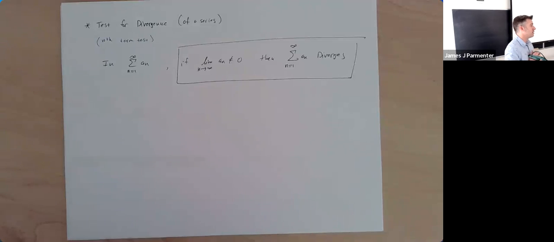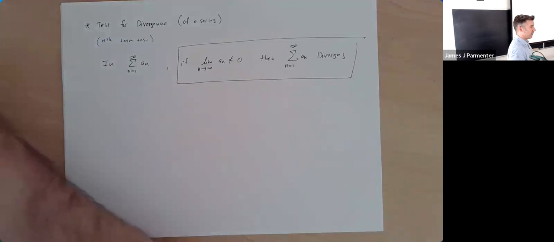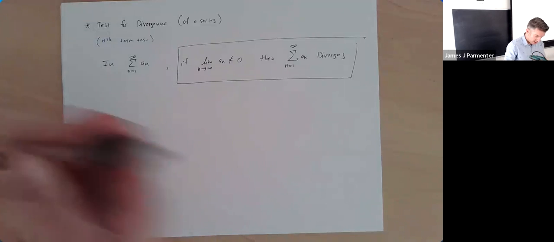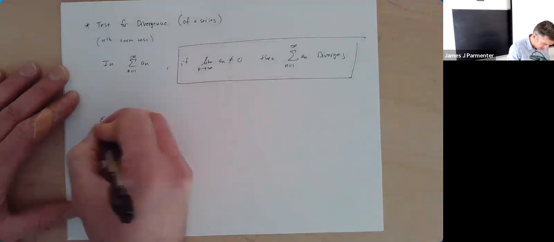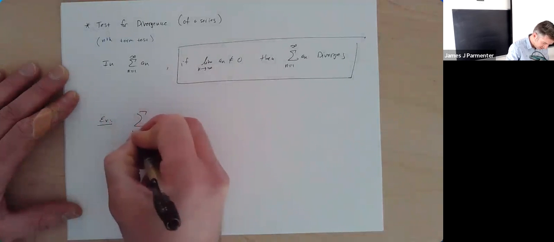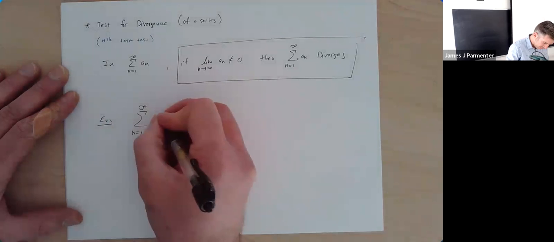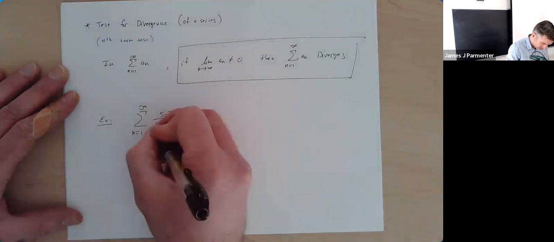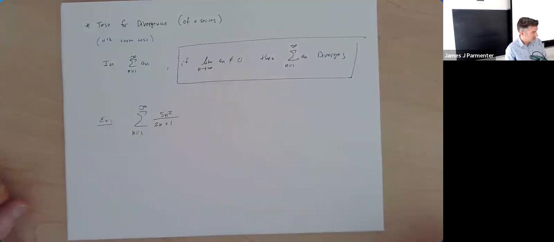I should really say that I'm being a little not general enough there. I should have said if the sequence doesn't converge to 0, then the series diverges. So you could have a sequence that is divergent. That will also mean the series of that sequence diverges. Another example of this would be something like the sum from n equals 1 to infinity of 5n squared over 2n plus 1.